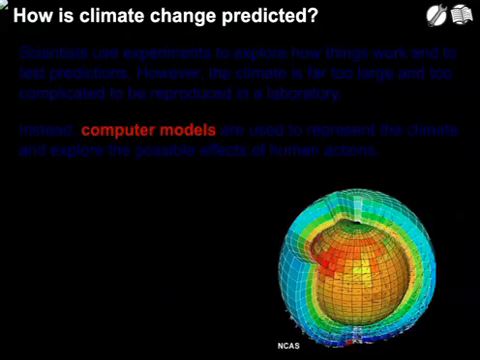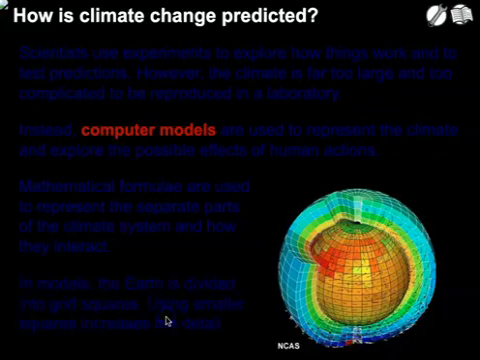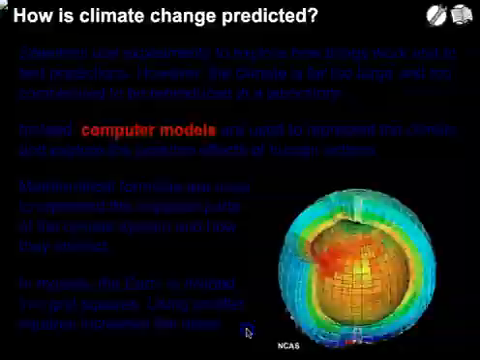So how is climate change predicted? Scientists use experiments to explore how things work and to test predictions. However, the climate is far too large and too complicated to be reproduced in a laboratory. Instead, computer models are used to represent the climate and explore the possible effects of human actions. Mathematical formulae are used to represent the separate parts of the climate system and how they interact. In models, the Earth is divided into grid squares using smaller squares, which increases the detail.